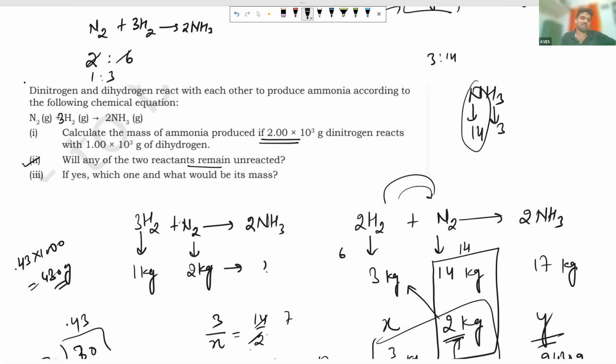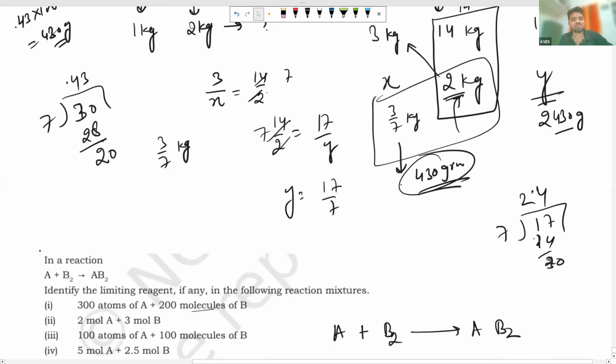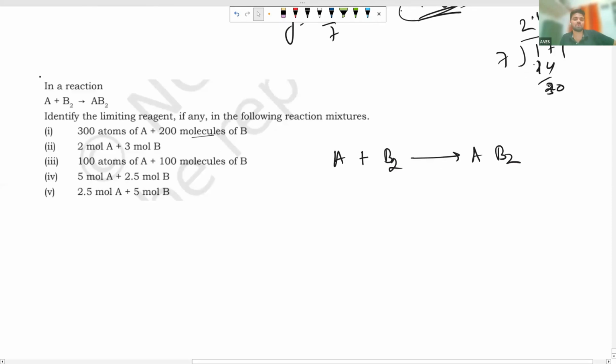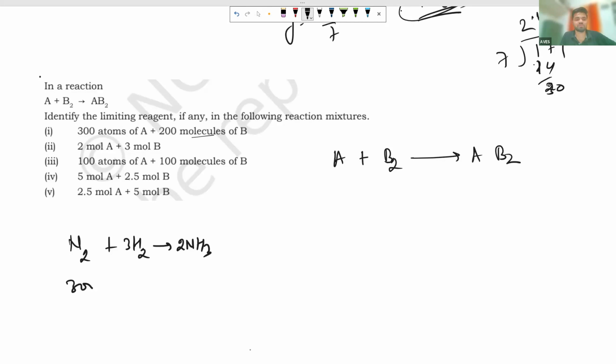So this is the number of atoms ratio. When the number of atoms are given to you, then you have to write the number of atoms ratio. And when the mass is given to you, then you have to write the mass ratio. For example, the same question, N2 plus 3H2 gives you 2NH3. If instead, in the previous question, it is given that 300 atoms of nitrogen are reacting with 200 atoms of hydrogen, then how many ammonia molecules will be formed? So what you are going to do here is simply write the number of atoms ratio.